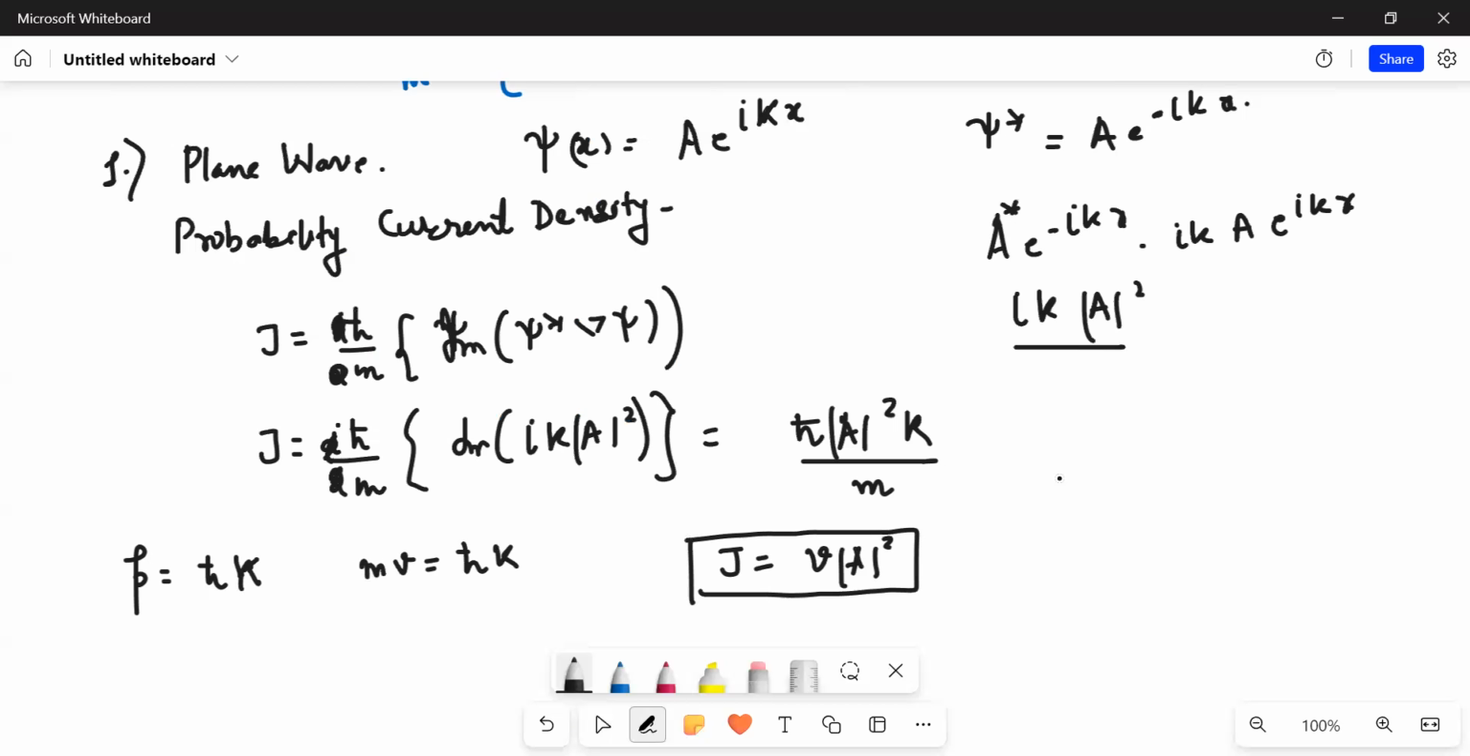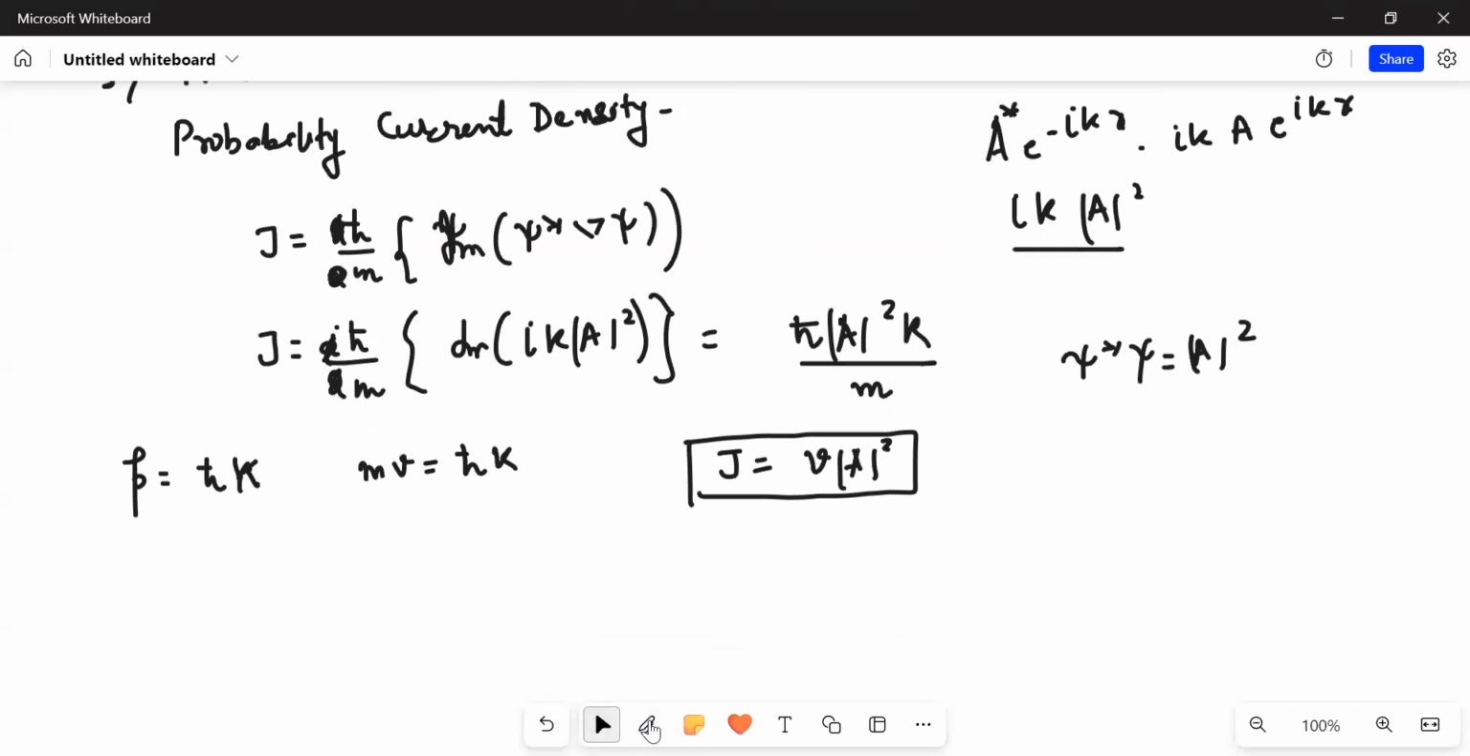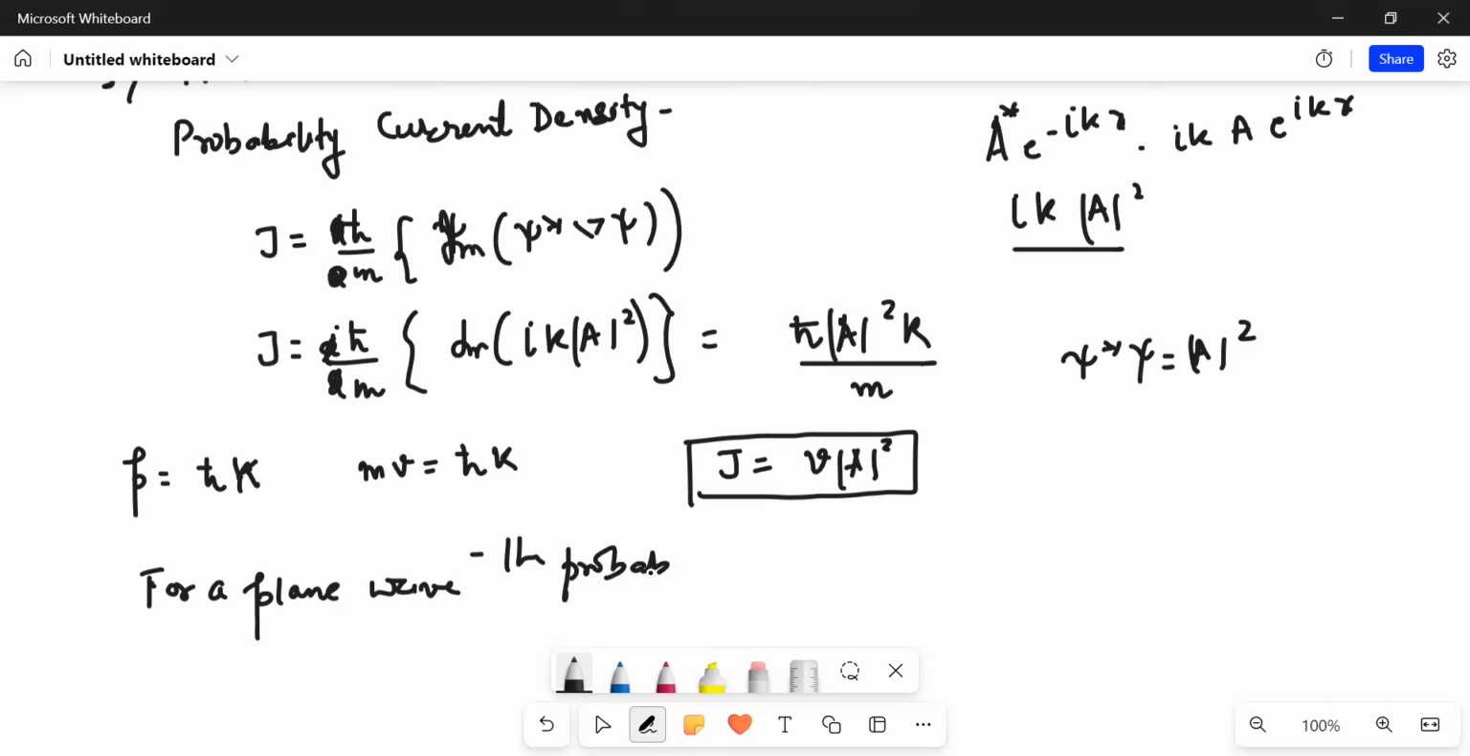And what is modulus of A squared? It is just psi star into psi, because if you do this, it becomes modulus of A squared. So for a plane wave, the probability current density is equal to velocity times the probability density.